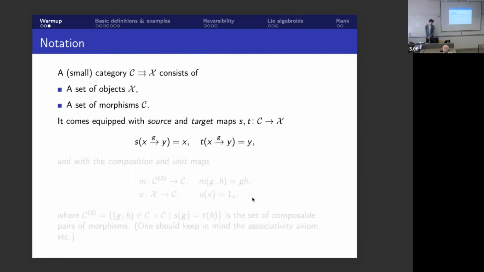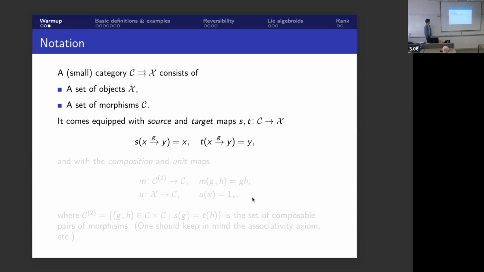So let us discuss notation before continuing. We are going to be using the following notation. Our category will be denoted by C double arrow X. X is the set of objects and C is the set of morphisms. And all of our categories will be small, so the set of states and the set of morphisms are always sets.